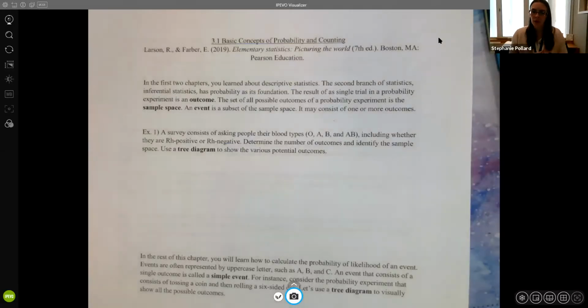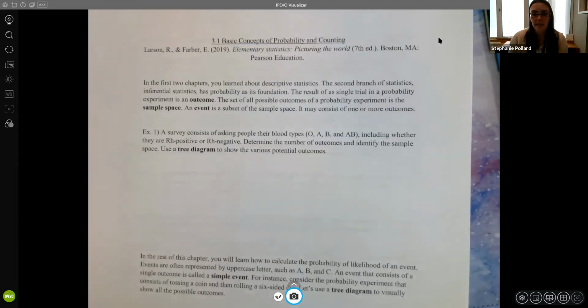In this chapter, we're going to look at something different and start talking about probabilities and counting. So in the first two chapters, you learned about descriptive statistics, right? So taking that sample data and finding the mean, the median, maybe the mode, the standard deviation, the variance, looking at the graphs, really analyzing the shape of the graph, and really just kind of analyzing that data. The second branch of statistics is inferential statistics, which is where we're going. And the foundation of inferential statistics is really about probabilities. So this chapter is going to be all about probabilities.